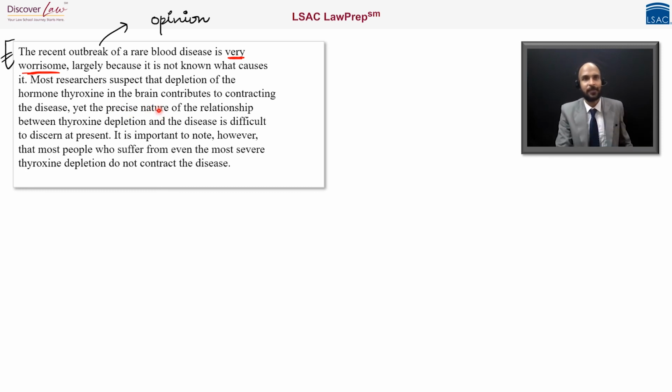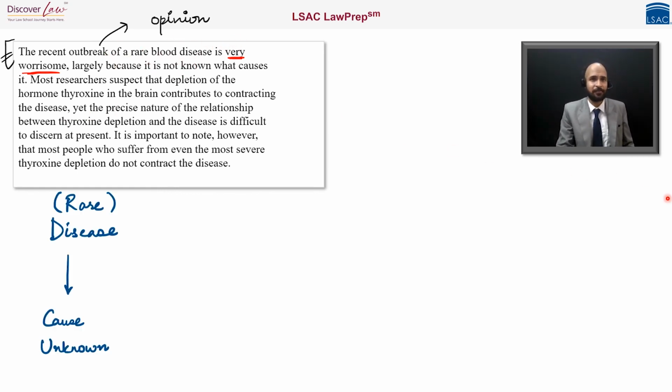Okay, let's move ahead. It says most researchers suspect that depletion of the hormone thyroxine in the brain contributes to contracting the disease. So it says here it is worrisome because you don't know what causes it. There's a rare disease, you don't know how it is caused, and therefore it's worrisome. But then most researchers say that it happens because of something, which is the depletion of the hormone thyroxine.